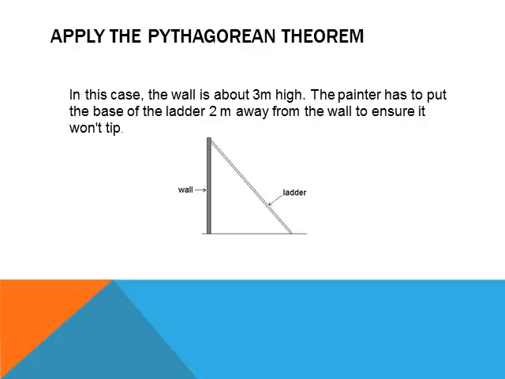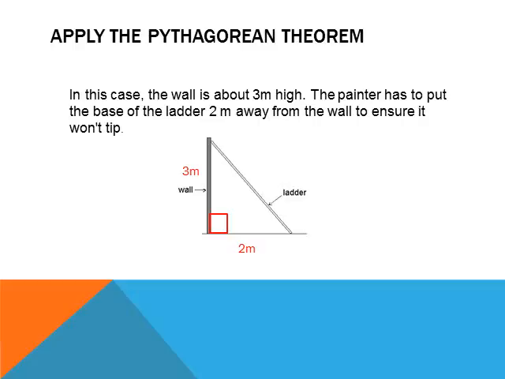So here's some more information. The wall is 3 meters high. The painter has to put the base of the ladder 2 meters away from the wall to ensure it won't tip. The other piece of information you need to know is which side is the hypotenuse.